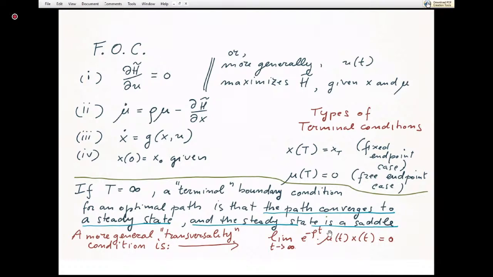It can be shown that for practical purposes, in a large number of cases, this condition is equivalent to requiring that there is a steady state. The steady state is a saddle, and the optimal path converges to the steady state, which means it evolves along the saddle path, because otherwise it cannot converge to the saddle steady state. Of course, the mathematical methods needed to prove this are not trivial at all.